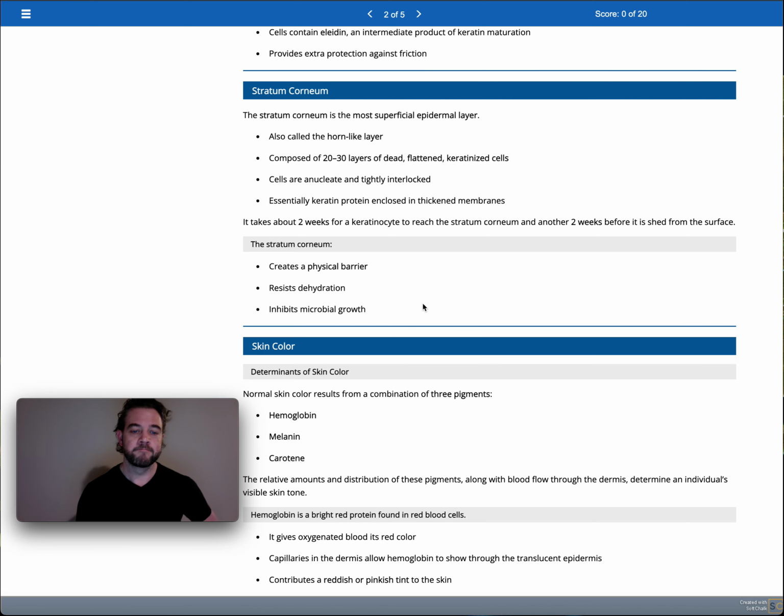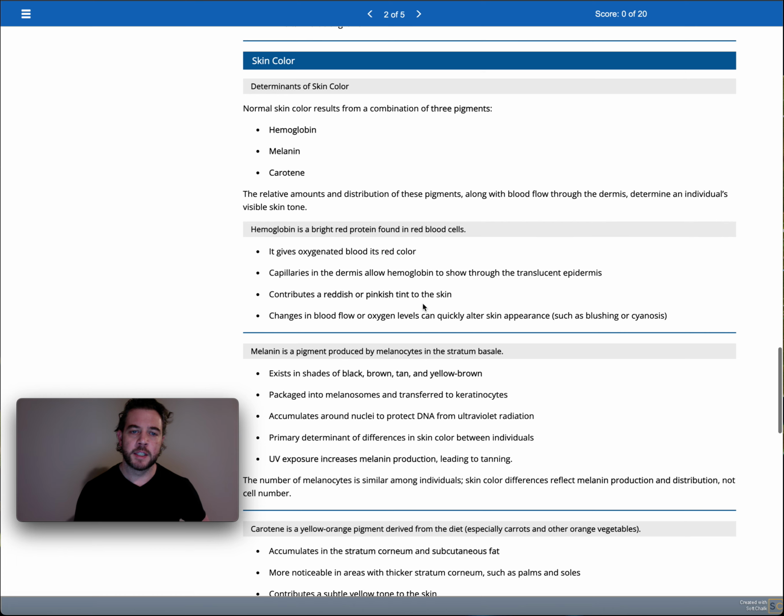Okay, so those are the layers of the epidermis, the layers of the outer skin. This is where skin color tends to be presenting, so I want to just talk about that for a little bit. Some of the main determinants of what kind of color your skin comes out as are hemoglobin, melanin, and keratin. The amounts and distribution of the pigments combine with each other and give you your natural skin pigment.